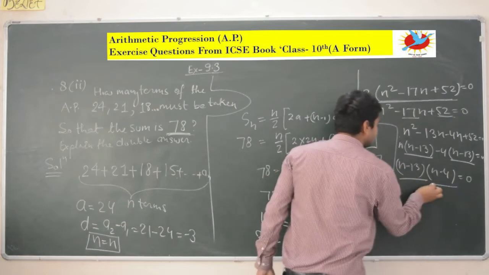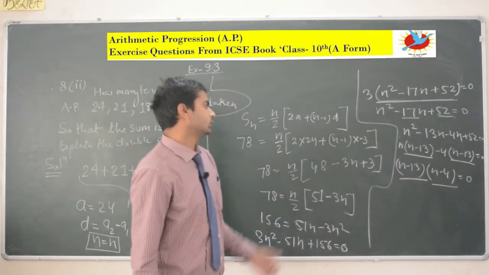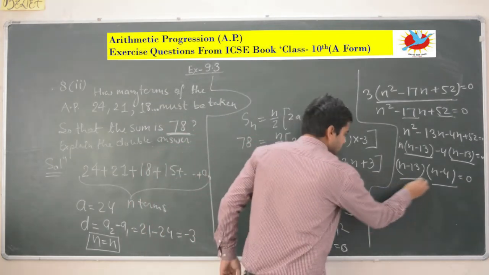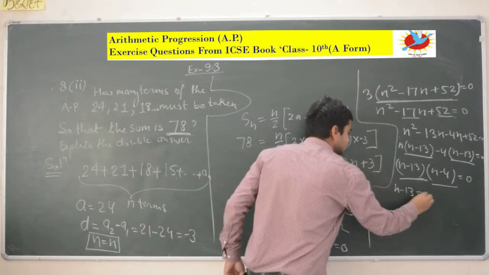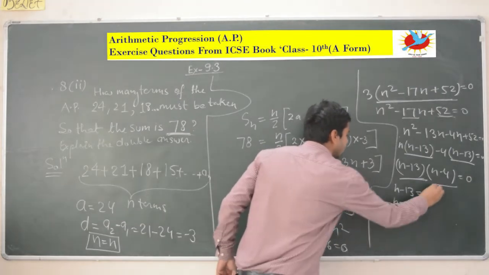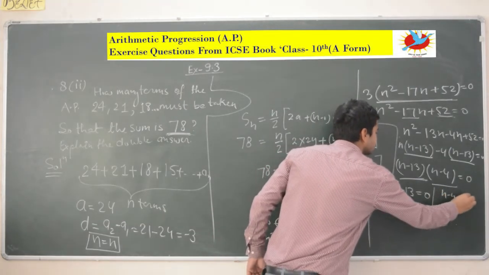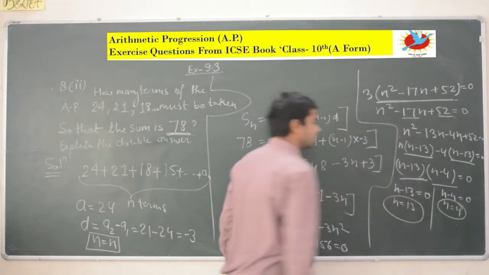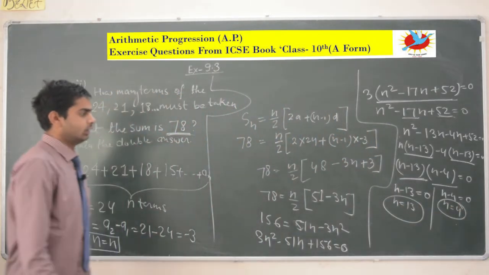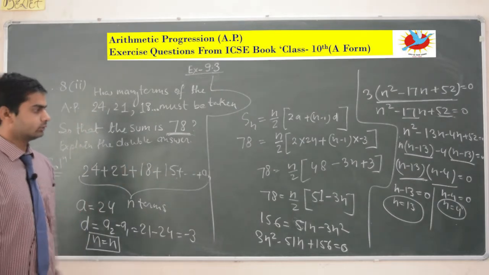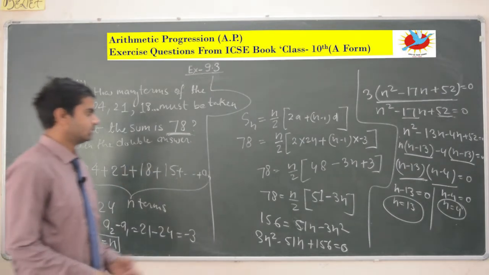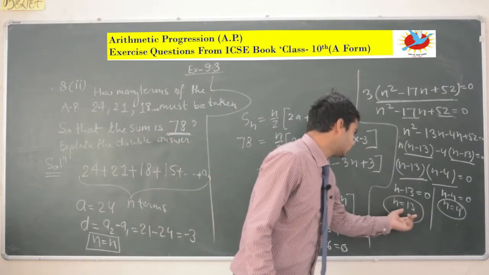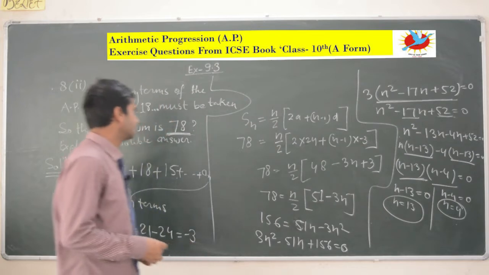The product of two numbers is 0, that means one of them is 0. So either n minus 13 is 0, that is n equal to 13, or n minus 4 is 0, the value of n in that case is 4. So here we got two values, n equal to 4 and n equal to 13. What does this double answer mean? Okay, so n equal to 4 is possible, and n equal to 13 is also possible.